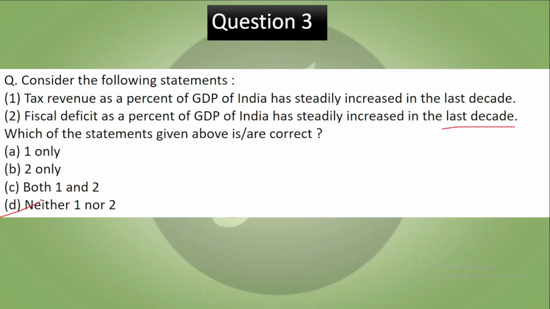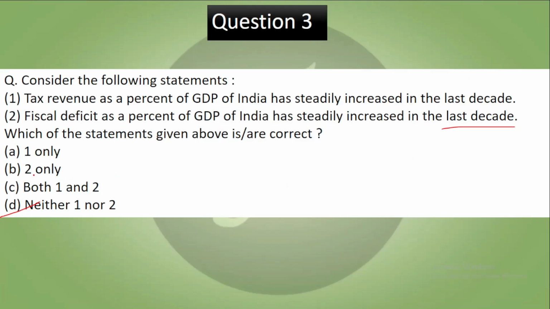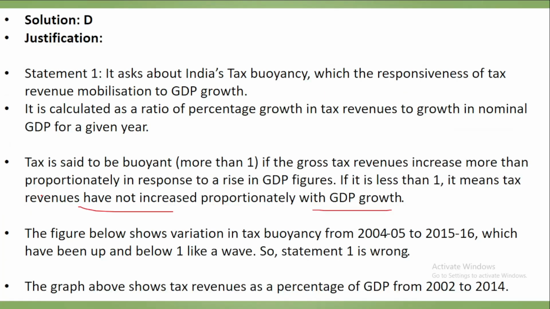Both statements are wrong. Statement first talks about India's tax buoyancy, which is the responsiveness of tax revenue mobilization to GDP growth. It is calculated as a ratio of percentage growth in the tax revenues to growth in nominal GDP for a given year. Tax is said to be buoyant if the gross tax revenues increase more than proportionally to the rise in the GDP figures. If it is less than 1, it means tax revenues have not increased proportionally with the GDP growth. But these both statements are wrong. So your answer is D.